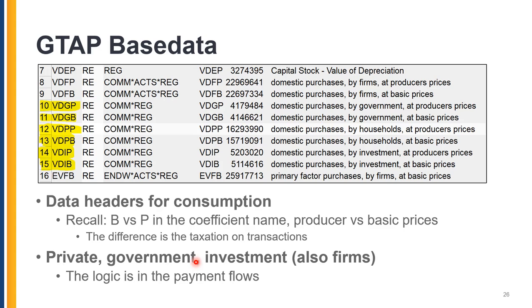So we get private, government, investment. You can also see the firms. That logic is always the same, right? So the flow of the payment tells us what transaction we're at, and that tells us what price level. And of course, our next modular topic in Module 4 is on the price system in GTAP. So we'll think about basic prices and producer prices more clearly.